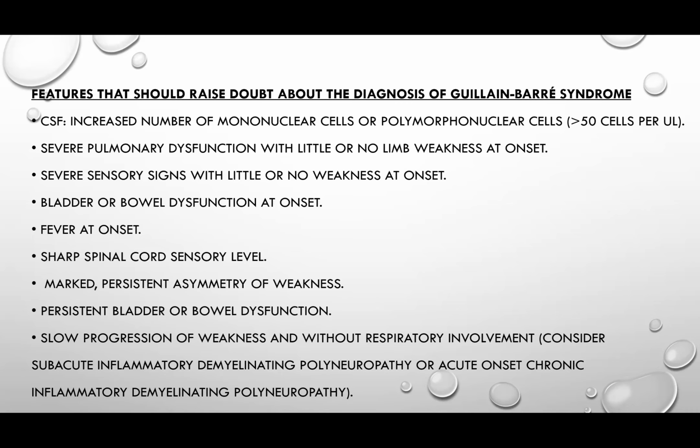Marked persistent asymmetry of the weakness. Symmetric weakness, Guillain-Barre. Yes. Asymmetric weakness, non-Guillain-Barre. Persistent bladder and bowel dysfunction. And the weakness is very slowly progressive without respiratory involvement over a period of 6 months, 8 months, 1 year, 2 years, no respiratory involvement. Weakness is slowly progressive. Mostly it is a spinal cord lesion and not Guillain-Barre. So these are the very important negative points which will rule out Guillain-Barre.